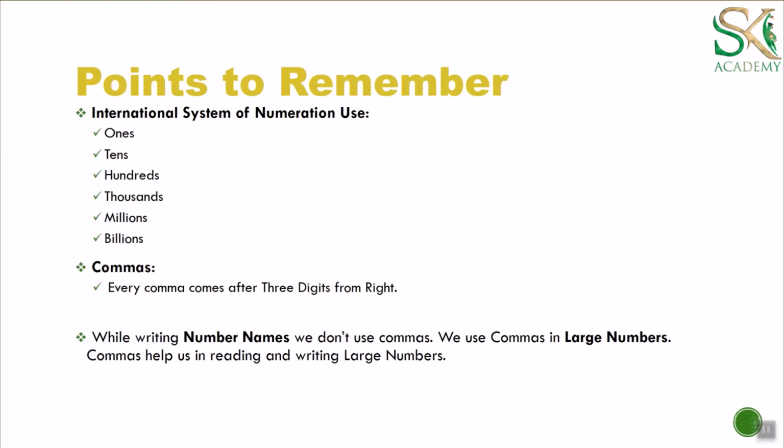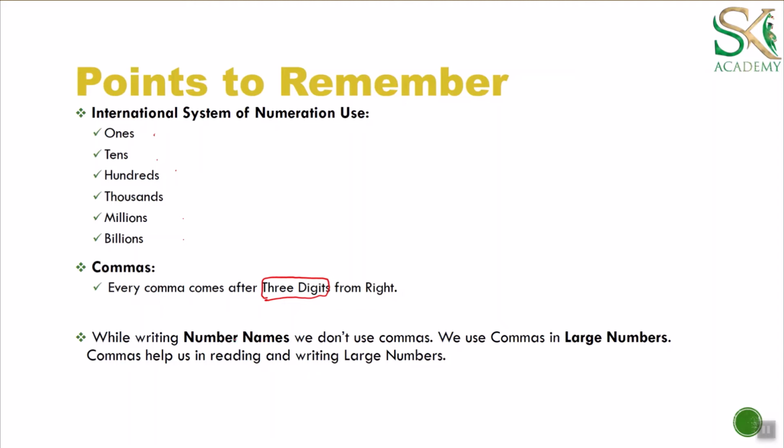Now what is it that you need to remember here? The international system of numeration uses ones, tens, hundreds, thousands, millions, and billions, okay. So very simple rule, as we have discussed just now, it is always 3 digits from the right. So every 3 digits will have a comma.